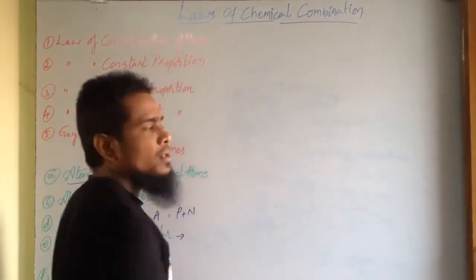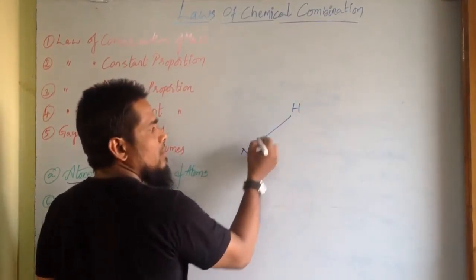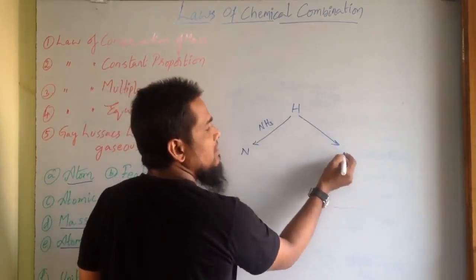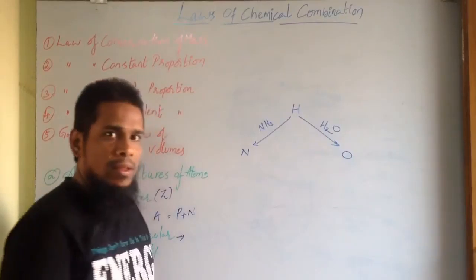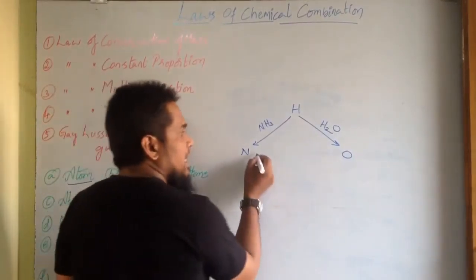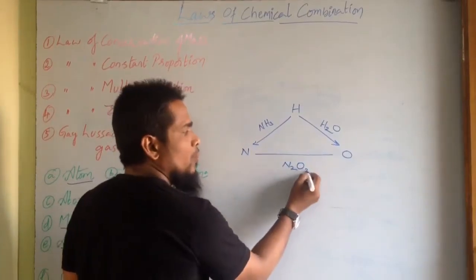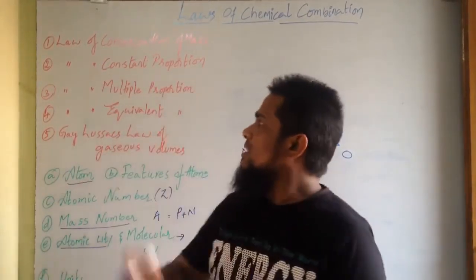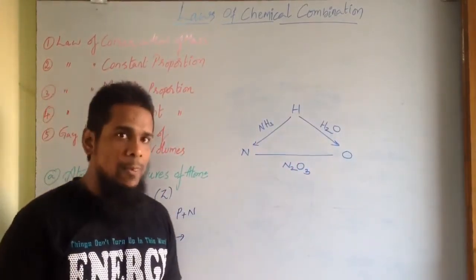For example, take hydrogen. It combines with nitrogen and forms ammonia. Hydrogen combines with oxygen and forms water. Now nitrogen and oxygen combine with each other and form N2O3. Let us check this law of equivalent proportions with this example.